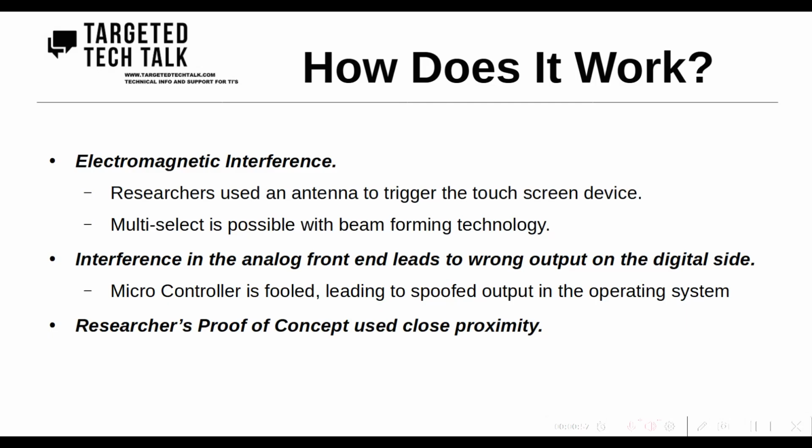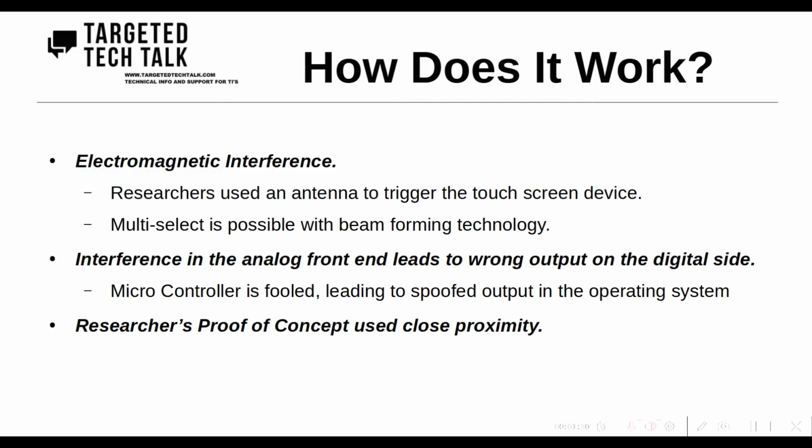So for the general audience, how does this work? It's based on electromagnetic interference. Researchers basically used an antenna to trigger the touchscreen device. So with no physical touch, they were able to use an antenna in close proximity to the device. I believe they were primarily focused on phones. And you can use multi-select with a technique called beamforming as well.